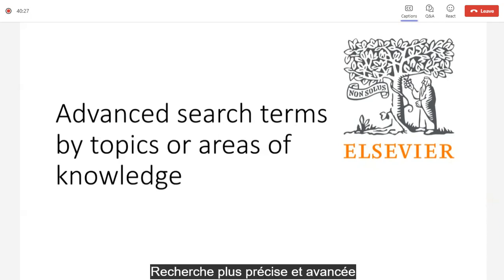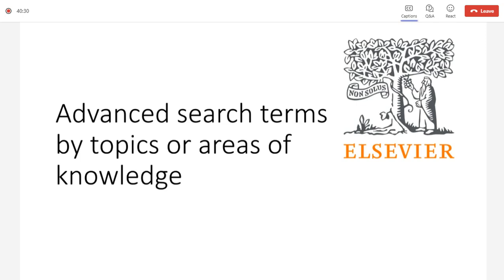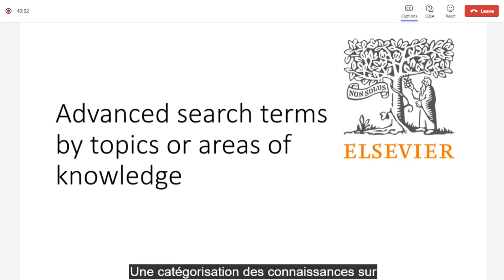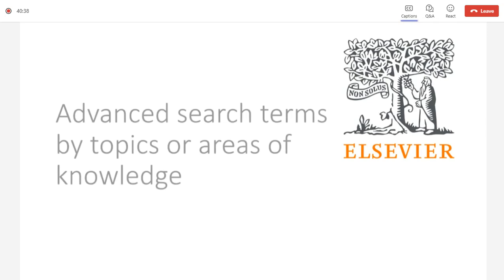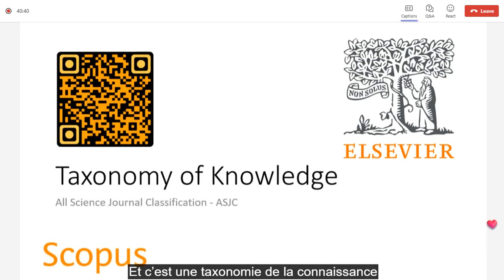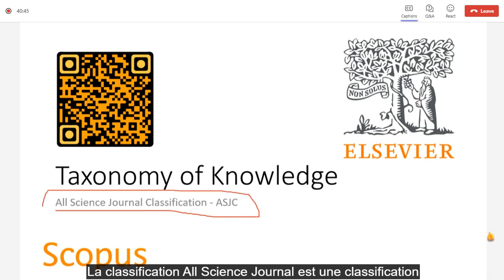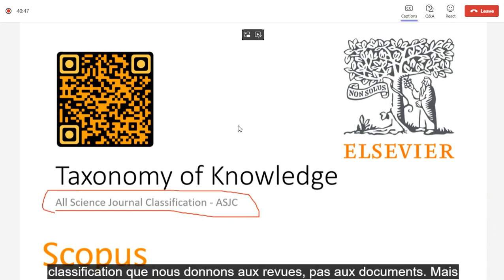And there is also a categorization of knowledge in Scopus that is called All Science Journal Classification. Okay, and this is a taxonomy of knowledge. All Science Journal Classification is a classification that we give to the journals, not to the documents, but to the journals.